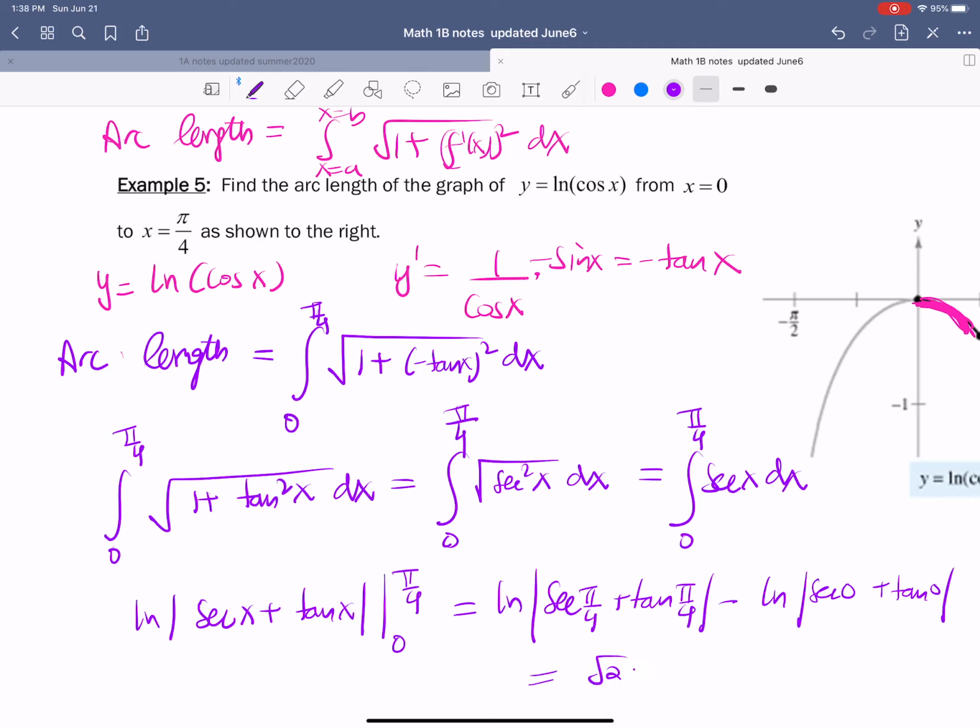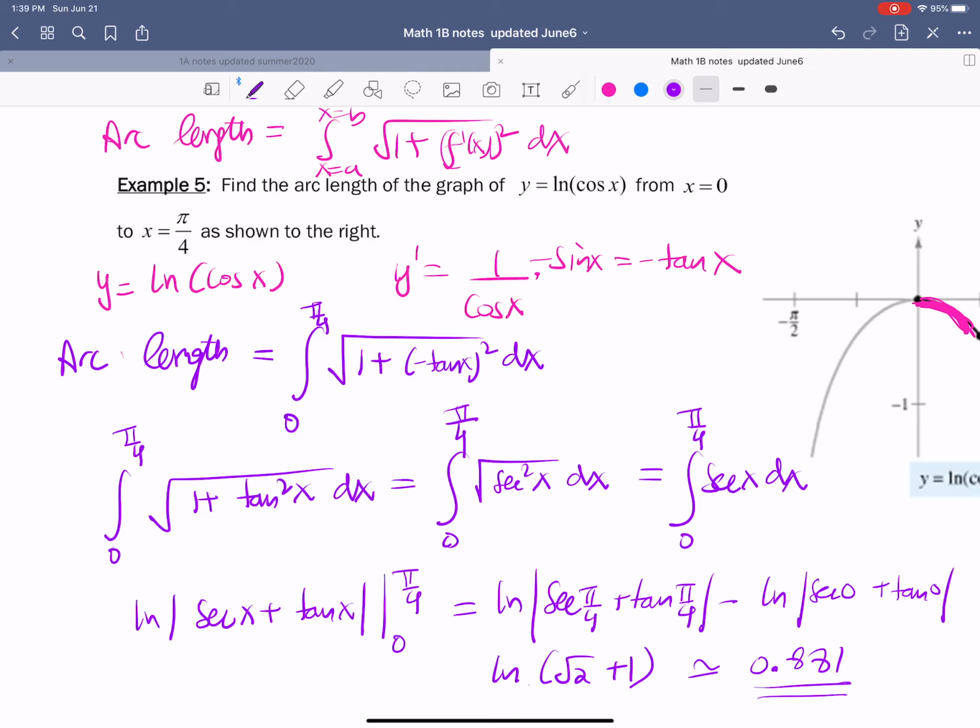Simplify using a calculator, it turns out to be square root of 2. It can be done without a calculator as well. Remember your special trig values, the acute angles in the first quadrant, that is enough to come up with the whole unit circle of special angles. Okay, so natural log of square root of 2, which is approximately equal to 0.881, and that is the arc length for us.